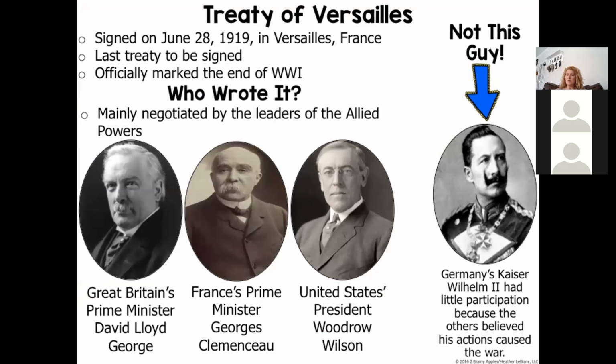So who writes it? Well, of course, there's always a panel. The people that come together are the Prime Minister of Britain, David Lloyd George, France's Prime Minister, George Clemenceau, and the United States President, President Wilson. Who's not invited? The guy from Germany. Kaiser Wilhelm II has very little participation because, as we're getting ready to see, everybody thinks the whole war is his fault to begin with.